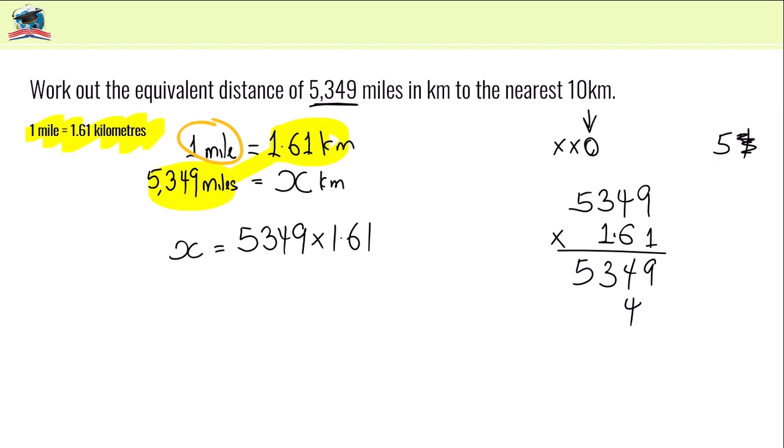Good. So 6 times 4 is 24. So we have 24 there. 24 plus a 5 will give us 29. So we have 9 there. And we keep the 2. Okay, good. Right? We keep the 2.